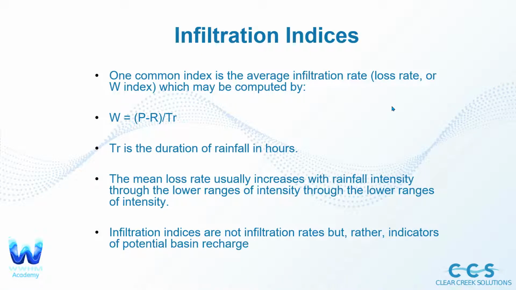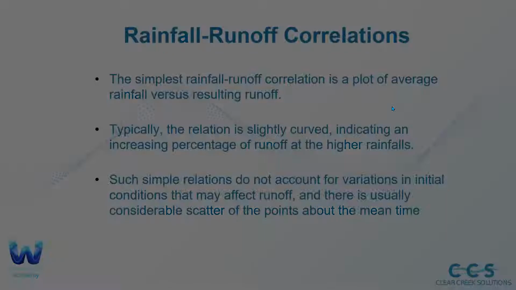One common index is the average infiltration rate, loss rate, or W index, which may be computed by W equals P minus R over TR, where TR is the duration of rainfall in hours. The mean loss rate usually increases with rainfall intensity through the lower ranges of intensity as well. Infiltration indices are not infiltration rates, but rather indicators of potential basin recharge, which we covered earlier.